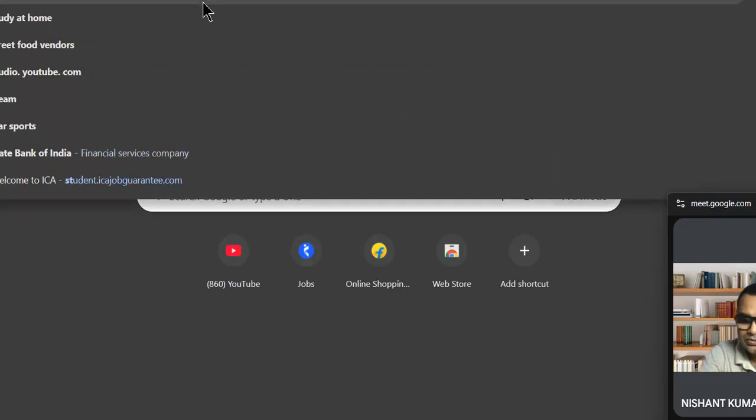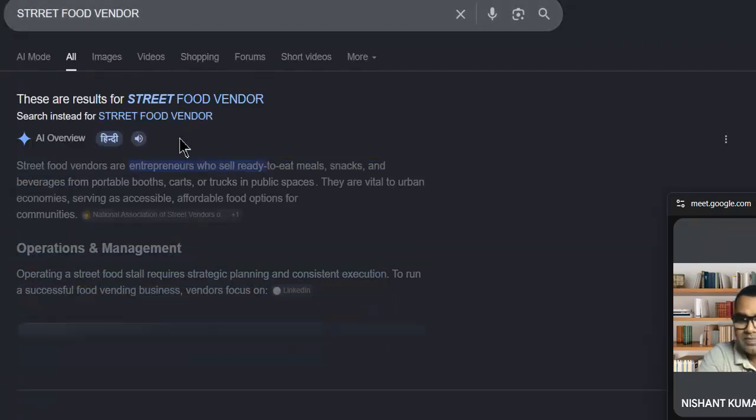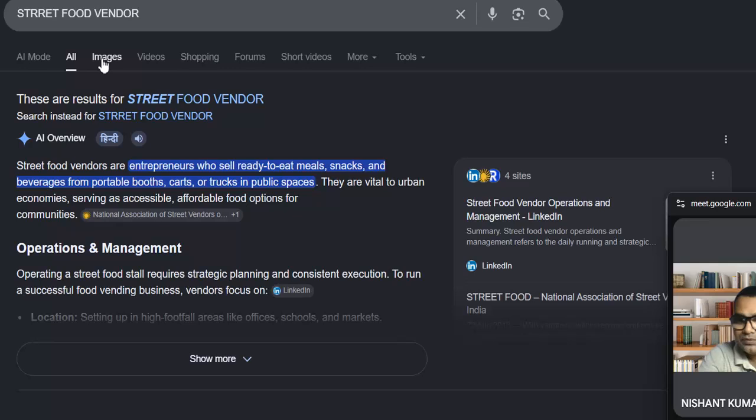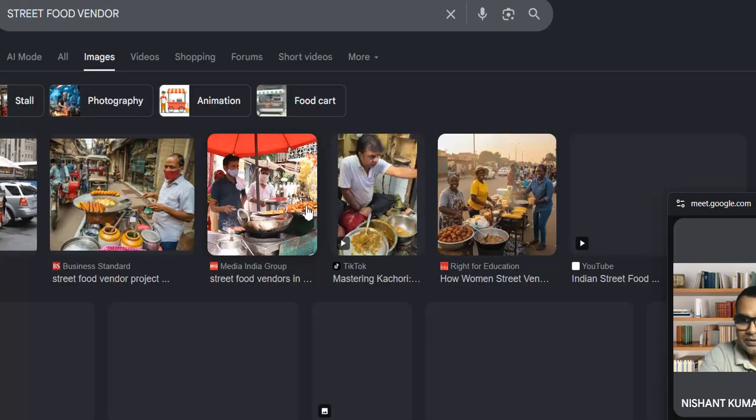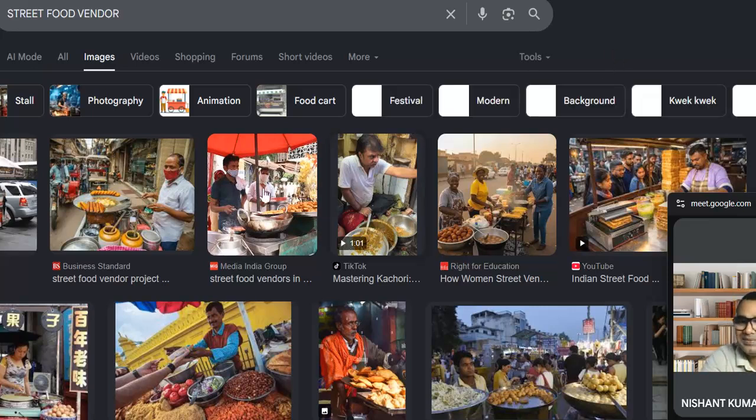So I will write street food vendor. Okay, so when you see this kind of street food vendor, do you think that when they sell the product, they charge VAT from you? Do you think? Actually not.